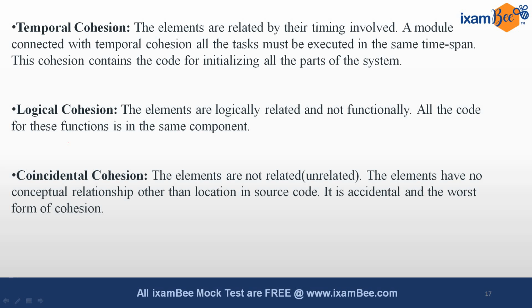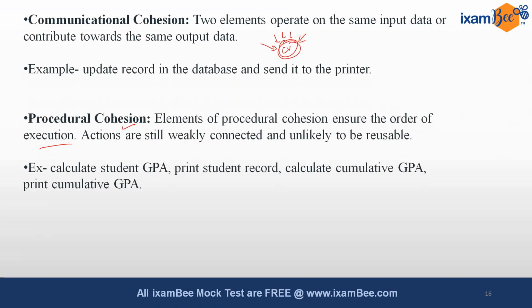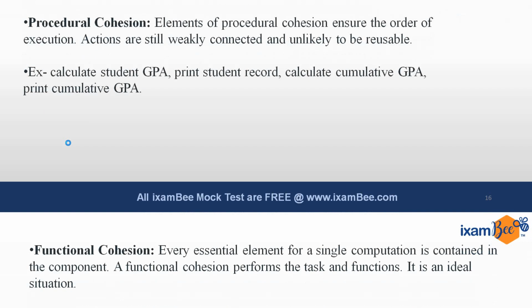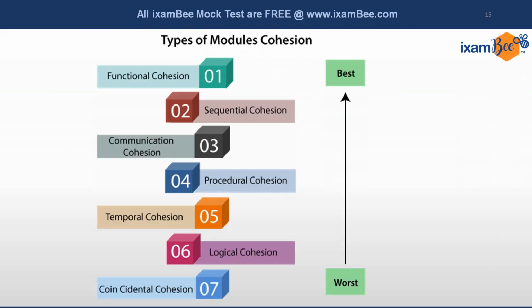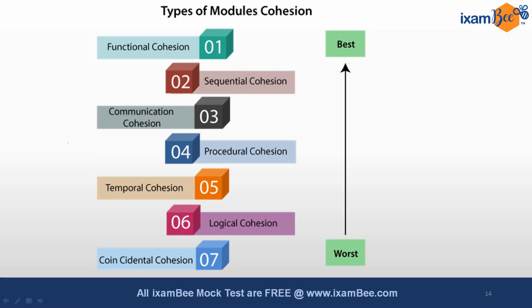So these were all the types of cohesion that we read, and I hope you understand the concept of cohesion. Let's see this chart again. Here we can see coincidental cohesion is the lowest, worst kind of cohesion, and the functional one is the best. So this particular order is very important. This can also come in the form of an MCQ.